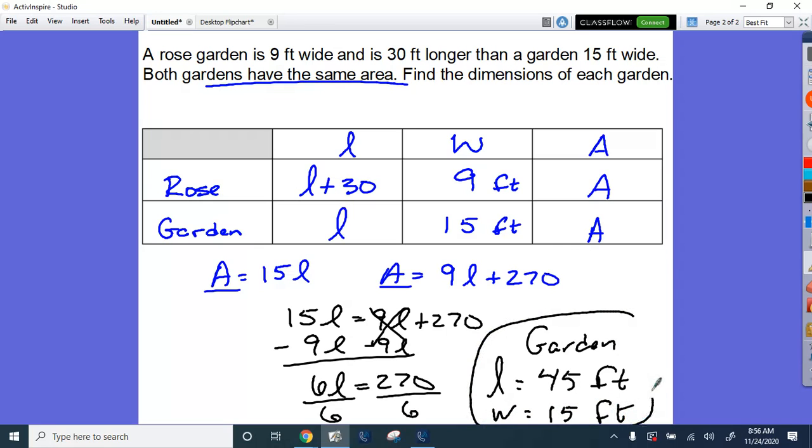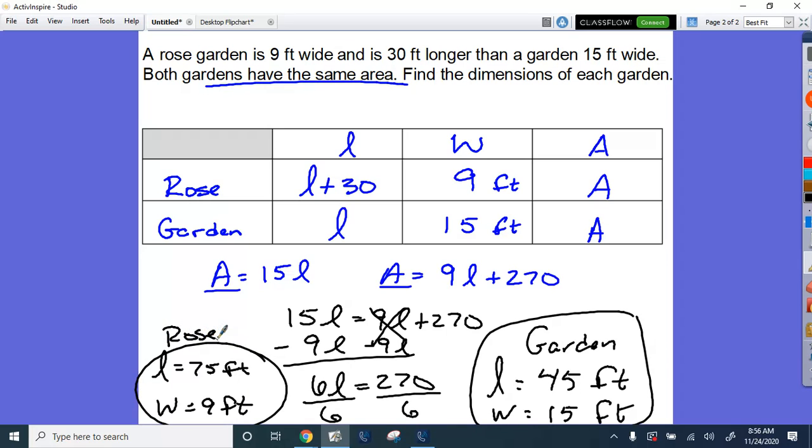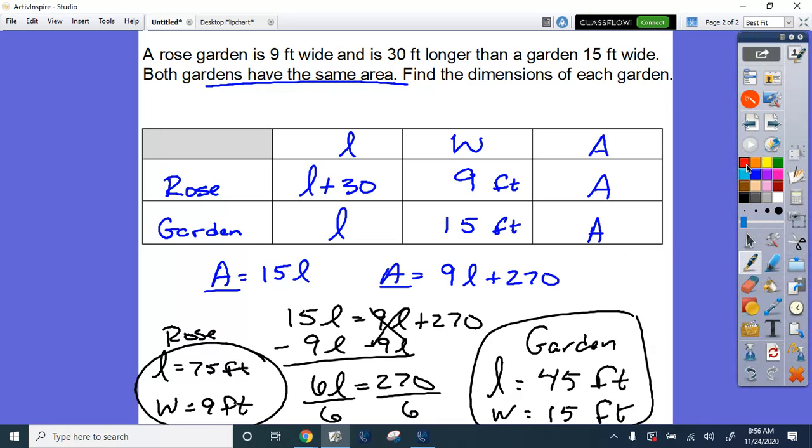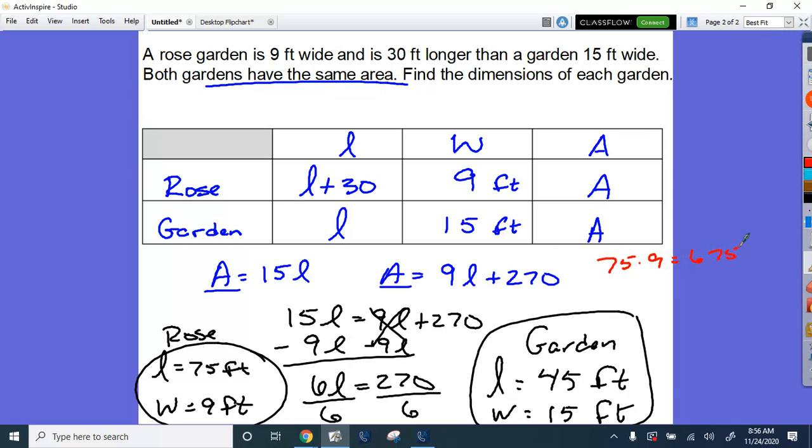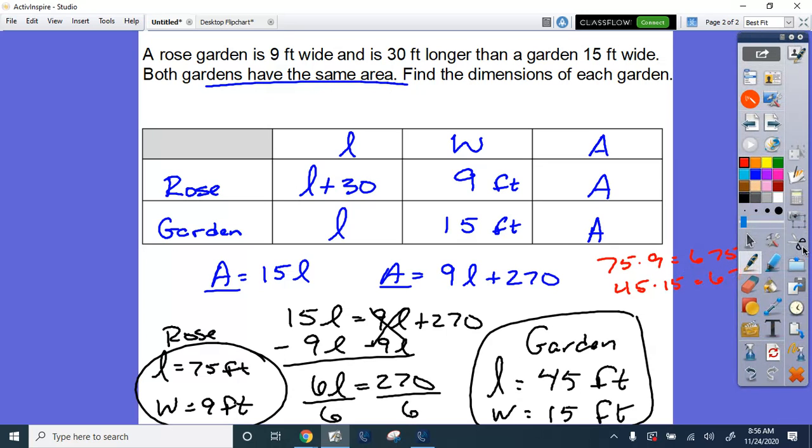That's garden number 1. For the other garden, we substitute in here, which means we have a length of 75 feet by a width of 9 feet, and that would be the rose garden. If you wanted to check this, you could just substitute in and confirm that they have the same areas. If I multiply these together, 75 times 9 equals 675, and 45 times 15 is also 675. So that's your check to make sure that your answers are correct.